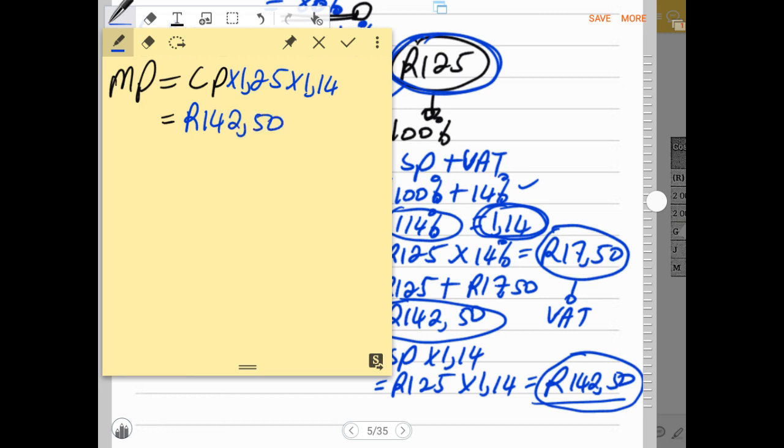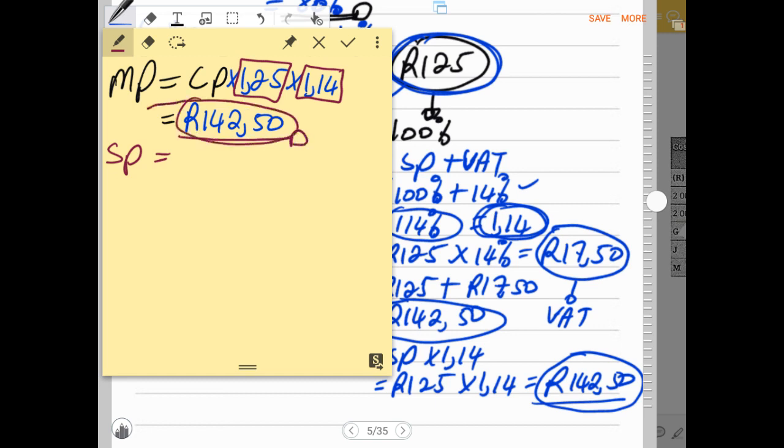So that means for us to reverse, we have to first eliminate the individual amounts. We first have to eliminate that, and that will give us the selling price, and we have to eliminate this to get to the cost price. That means to get to the selling price from a markup amount, because this is the markup amount.